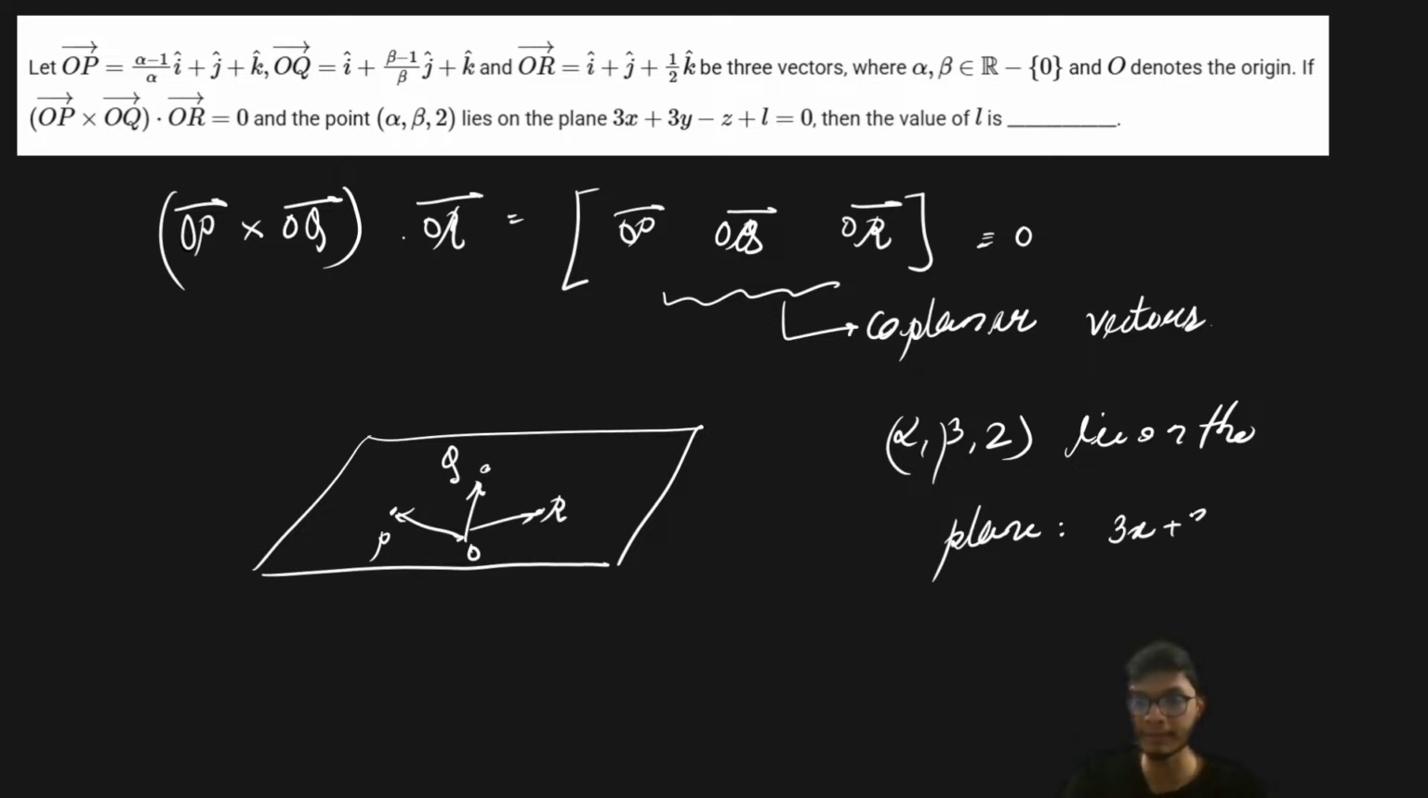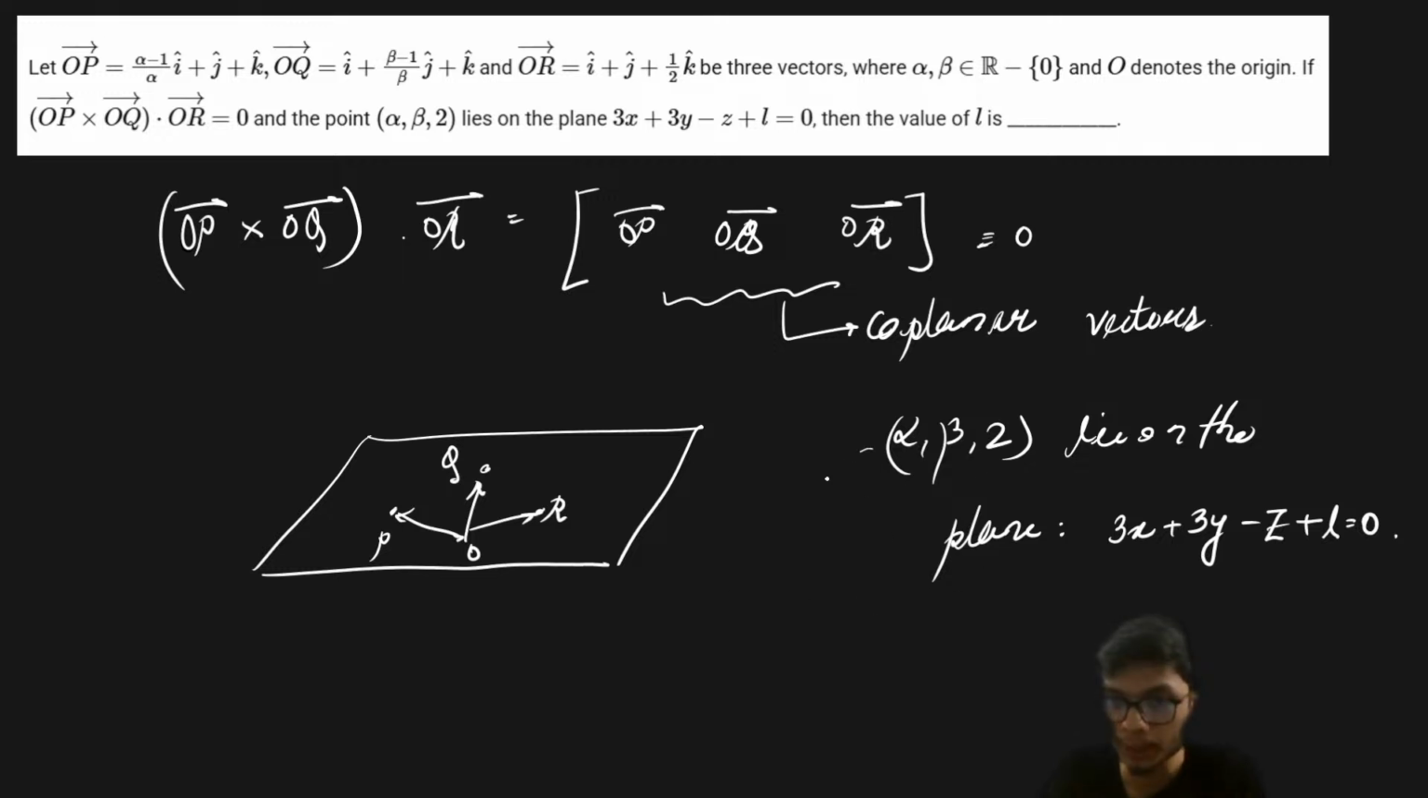that is given as 3x plus 3y minus z plus L is equal to 0. So it is mentioned in the problem as a statement. Now let us say that we have to find out the value of this unknown constant L. If you look at the problem, the way the problem is framed is very interesting. From these three vectors, we first have to get the idea of how we get the values of alpha and beta.